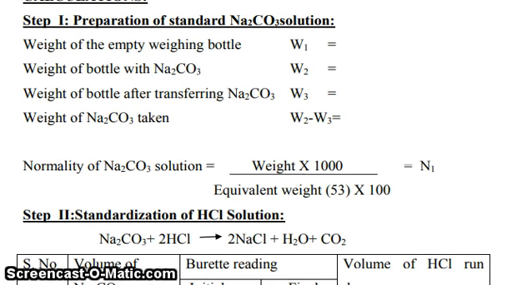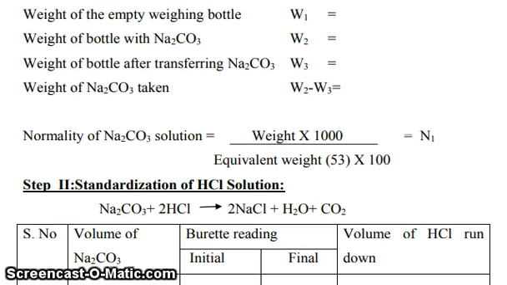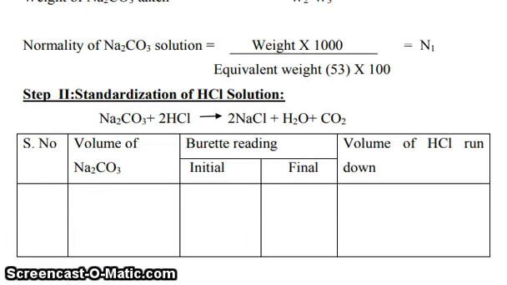Calculations. Step 1. Preparation of standard sodium carbonate solution. Weight of empty weighing bottle, W1. Weight of bottle with sodium carbonate, W2. Weight of bottle after transferring sodium carbonate, W3. Weight of sodium carbonate taken is W2 minus W3. Normality of sodium carbonate solution is equal to weight into 1000 divided by equivalent weight 53 into 100, is equal to N1. Step 2. Standardization of HCl solution.